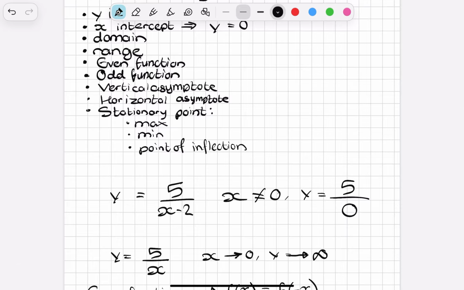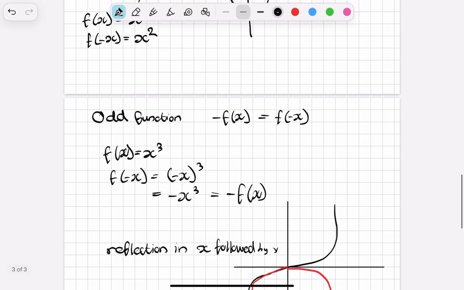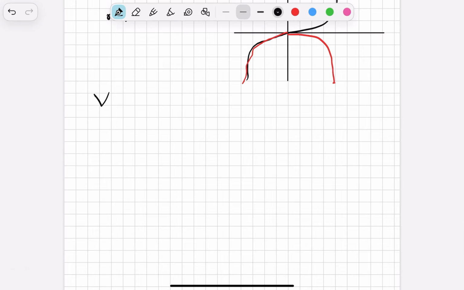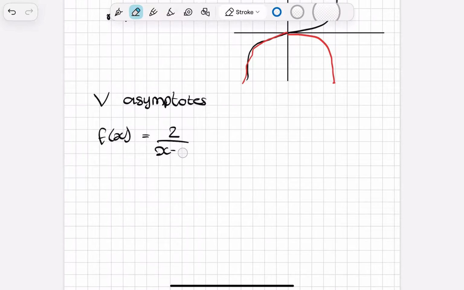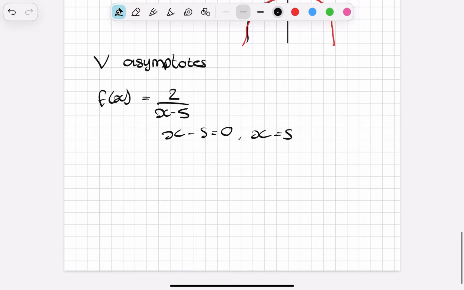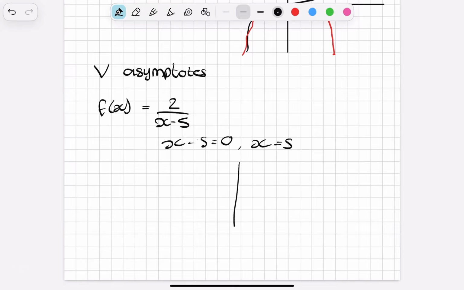Now our vertical and horizontal asymptotes. Well, we have vertical asymptotes when our function is undefined. For example, if we have f of x equals 2 over x minus 5, our function is undefined when the denominator equals 0, so when x minus 5 equals 0, this is when x equals 5. And here we have the vertical asymptote.